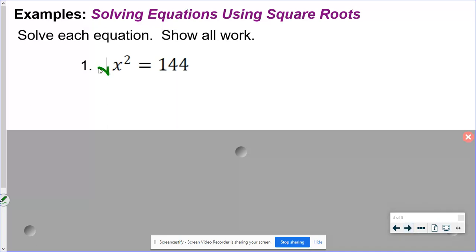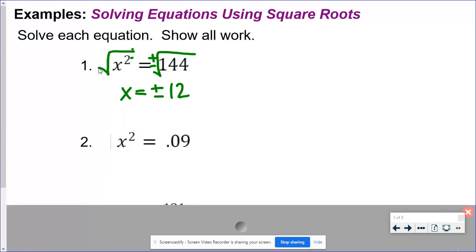I would take the square root on both sides, and because I drew in the square root, I put in the plus or minus. So here, the square root and the square just cancel. That's my x. We knew that it was going to be plus or minus, and the square root of 144 is going to be 12. So 12 squared would work, and negative 12 squared would also work.